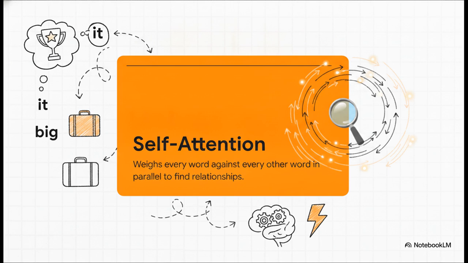And here is the truly mind-blowing part. The transformer doesn't just do this for one sentence. It does this massive, complex relational mapping for thousands of words all at once, in parallel. That unique mathematical trick is exactly why this architecture is both incredibly fast and hyper-aware of context.